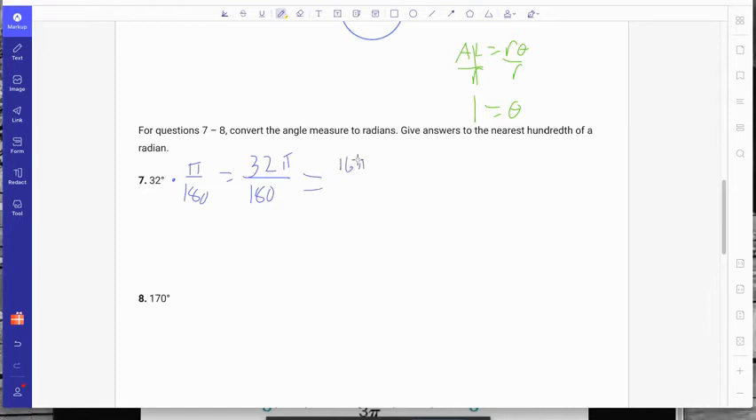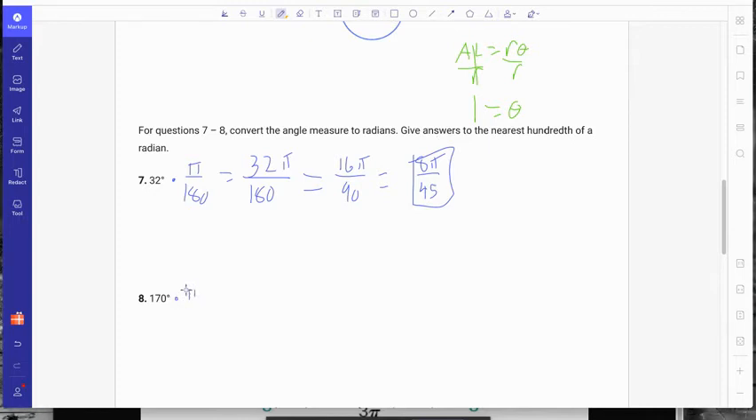I'm just going to divide it in half. I don't have a calculator, so we're kind of just going in. So that's going to be 8 pi over 45, and I don't think we can simplify this anymore. We have 8 pi over 45, so this is my radian measure. So 32 degrees is equal to 8 pi over 45. Not bad.